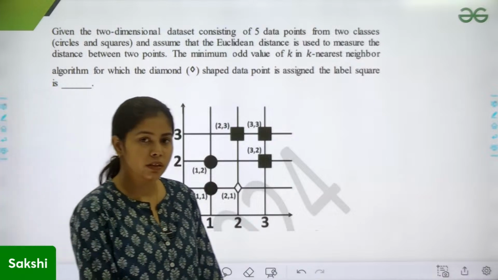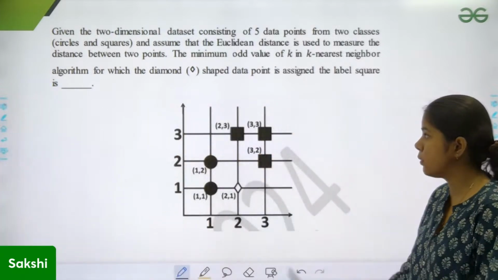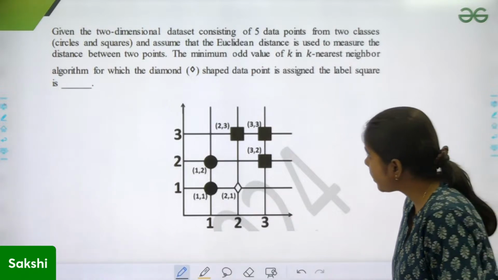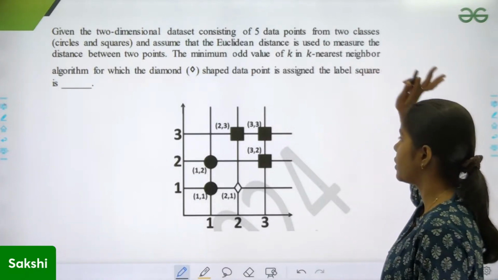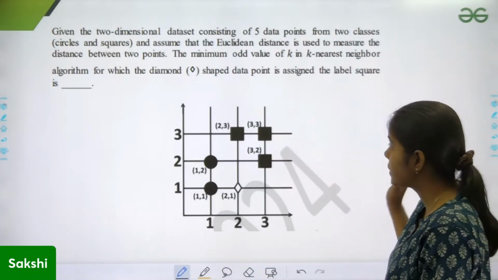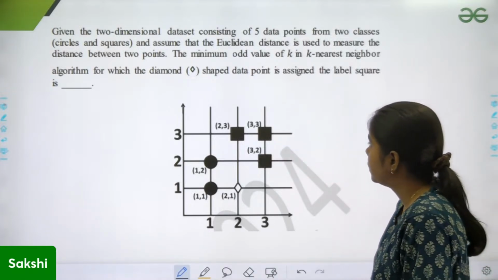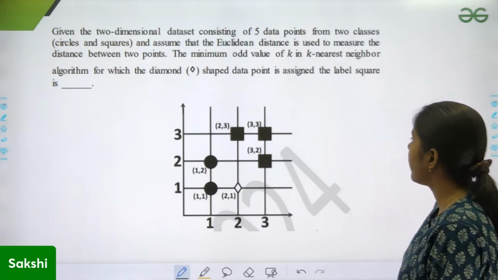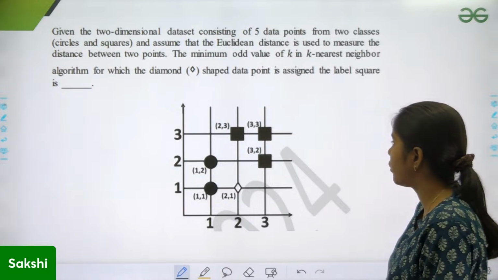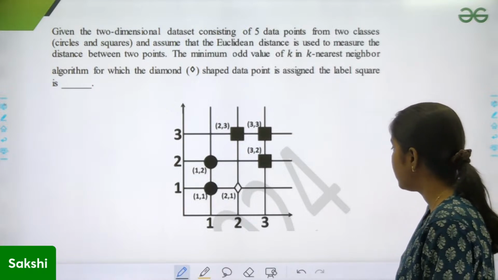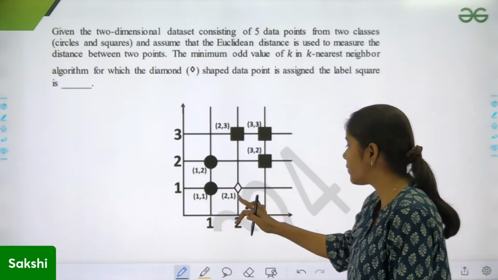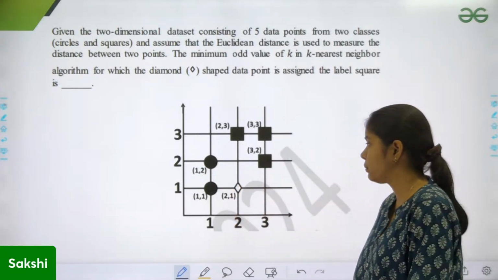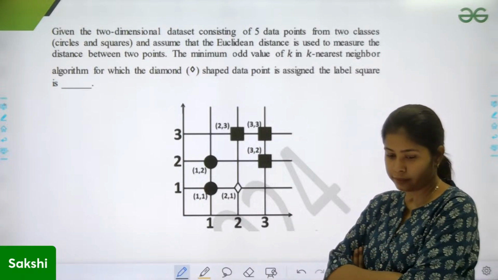Okay, guys, this was a question from GATE 2024. You guys answer this question. GATE 2024 का question है, just let me know कि कैसे solve करना है इसको। Given the two-dimensional data set consisting of 5 data points from 2 classes, circles and squares, assume that the Euclidean distance is used to measure the distance between 2 points. The minimum odd value of k in k-nearest neighbor algorithm for which the diamond shape point is assigned the label square is. हम वो k की वैल्यू क्या लें कि इस पॉइंट को स्क्वायर असाइन हो जाए? What would I take the value for this k?